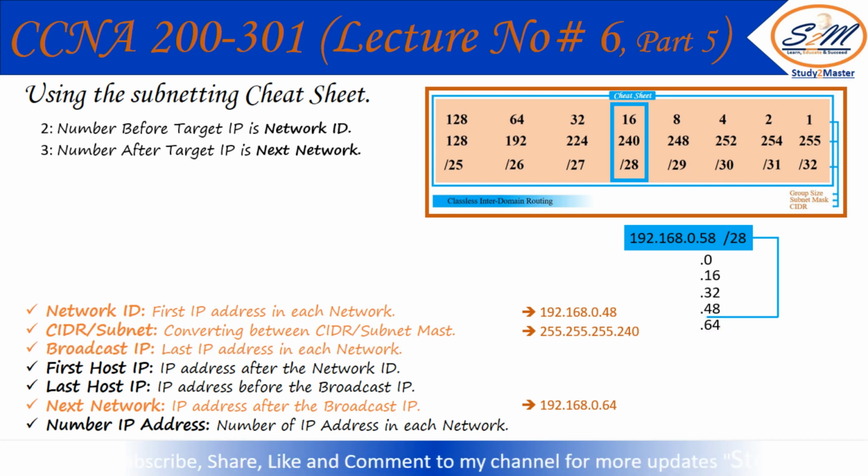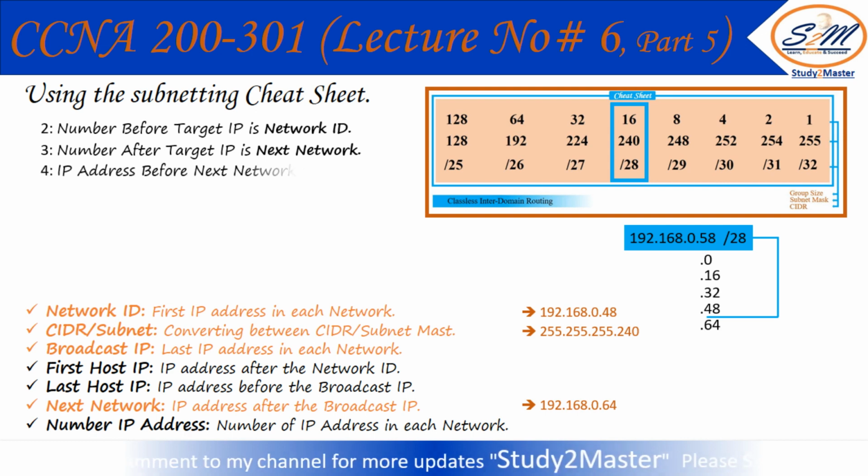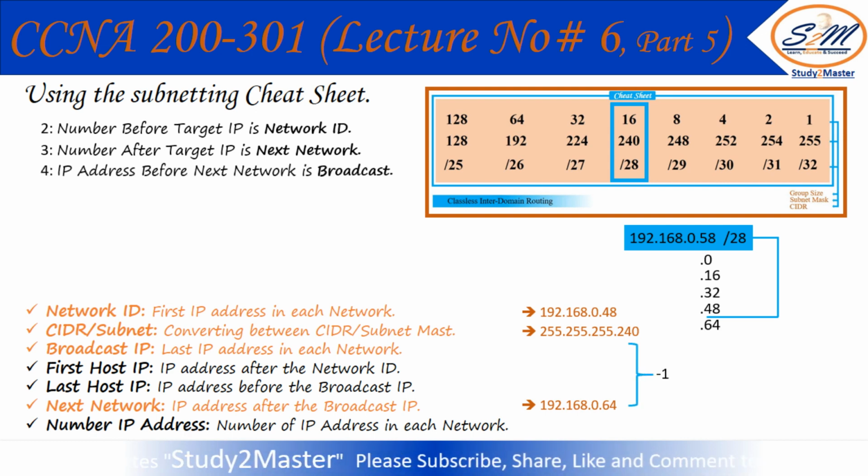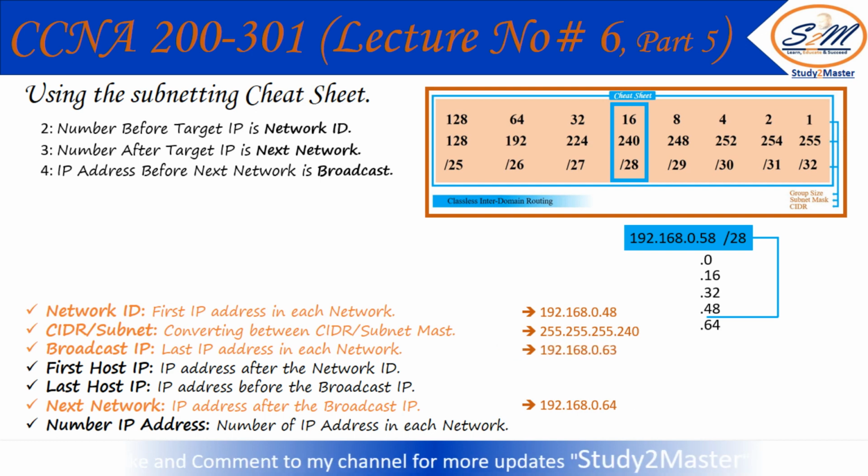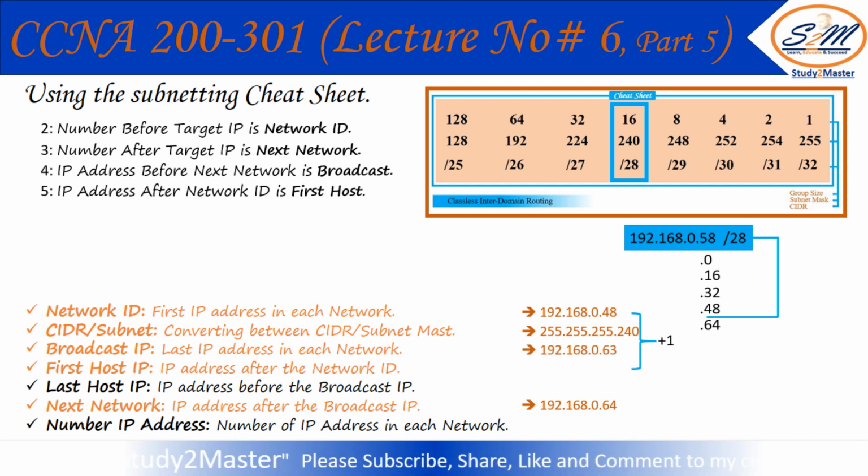What is the broadcast IP address? The last IP address in each network is called the broadcast IP address. So how do we identify it? Just subtract 1 from the next network. It will give you the broadcast IP address. The first IP address after the network ID is the first usable IP address. We just add 1 to the network ID.